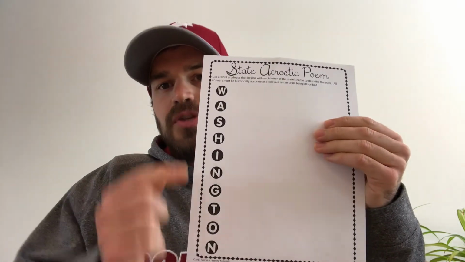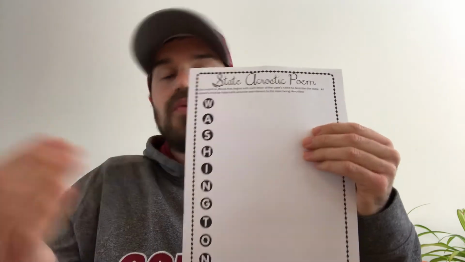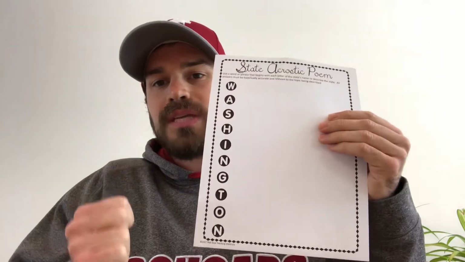The last one is one that I want you guys to try. It's called a state poem, and it has a little bit of description. So this is on your last page, and it has Washington spelled out all the way down. What I want you to do is find a word or a phrase that begins with each letter of the state's name to describe the state. So here's my paper copy example. It's very similar to yours on your digital copy. You'd come up with a W word or phrase that describes the state of Washington and all the way down to N. Okay? If you have any questions, leave your questions in the comments below where this is.